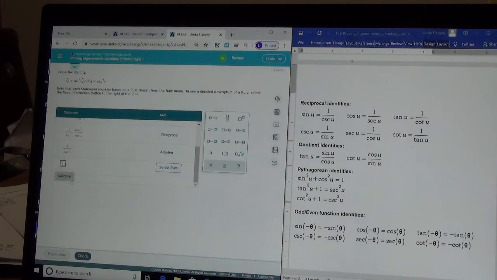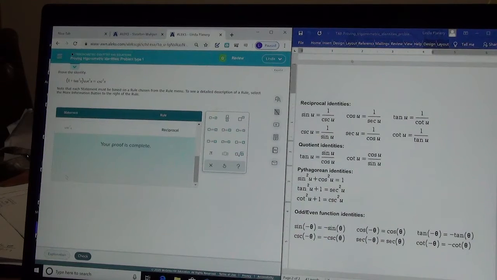And then the last thing I see is I have 1 over sine squared. If you notice in your reciprocal identities, 1 over sine is equal to the cosecant. So 1 over sine squared would equal the cosecant squared. And that is my reciprocal identity again. And now I have my proof done.